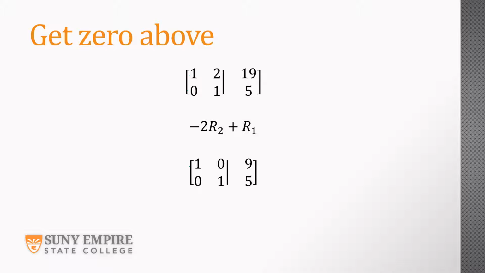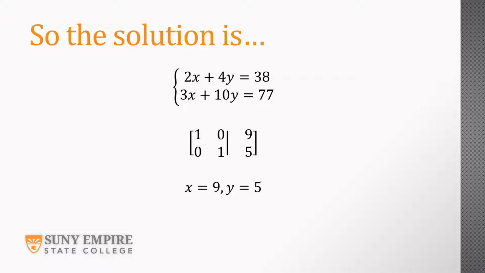-2 times 1 plus 2 equals 0. And -2 times 5 plus 19 equals 9. So the solution to the system of equations 2x plus 4y equals 38 and 3x plus 10y equals 77 is x equals 9 and y equals 5.